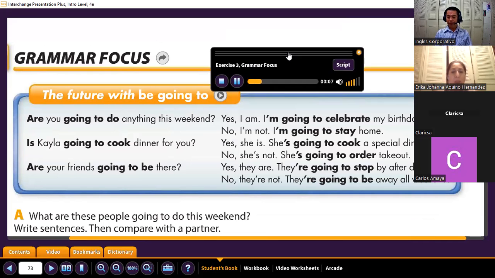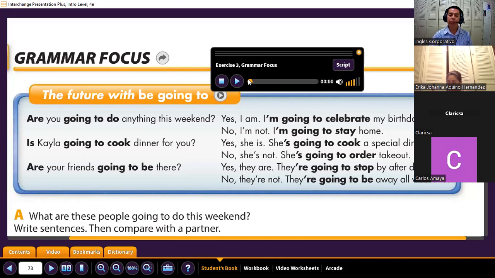The future with be going to. Are you going to do anything this weekend? Yes, I am. I'm going to celebrate my birthday. No, I'm not. I'm going to stay home. Is Kayla going to cook dinner for you? Yes, she is. She's going to cook a special dinner. No, she's not. She's going to order takeout. Are your friends going to be there? Yes, they are. They're going to stop by after dinner. No, they're not. They're going to be away all weekend.